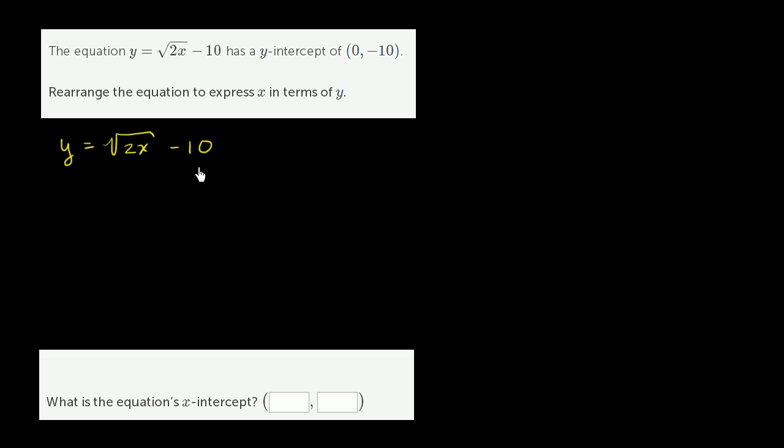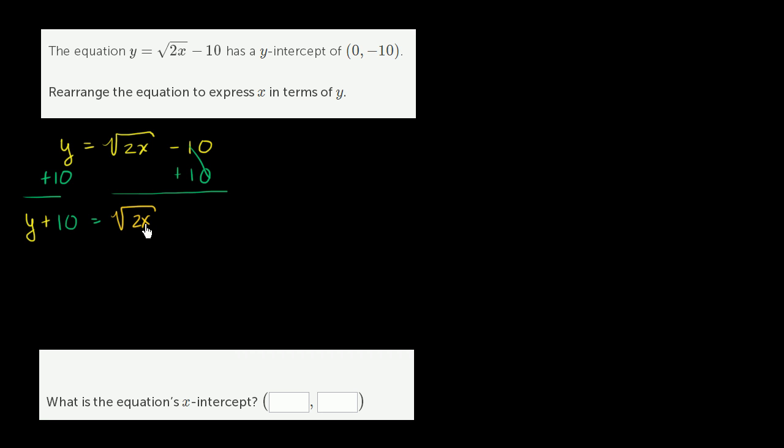So the first thing we might want to do is just add 10 to both sides. Let me add 10 to both sides. That gets rid of the 10 on the right-hand side, and we are left with y plus 10. Actually, let me just keep track of the colors just so you can see what I'm up to. y plus 10 is equal to the square root of 2x.